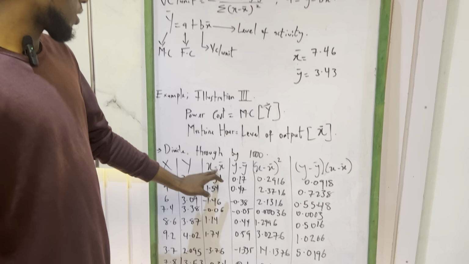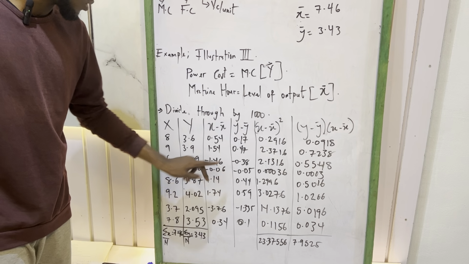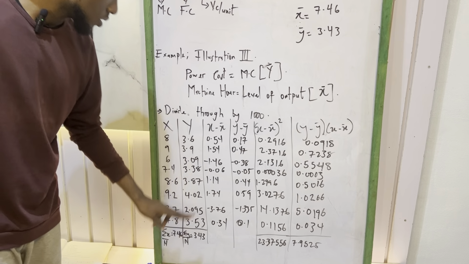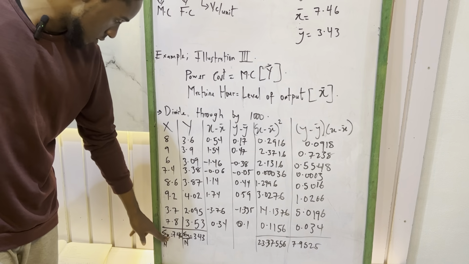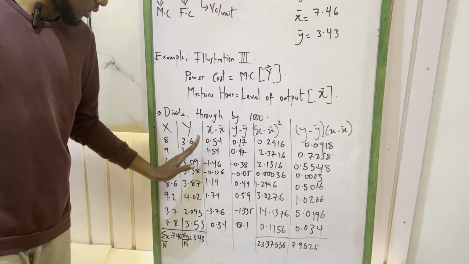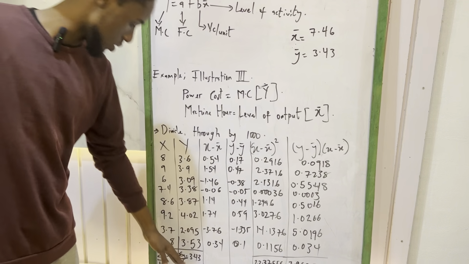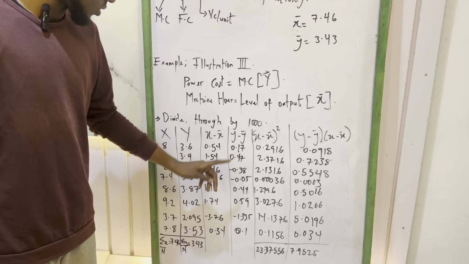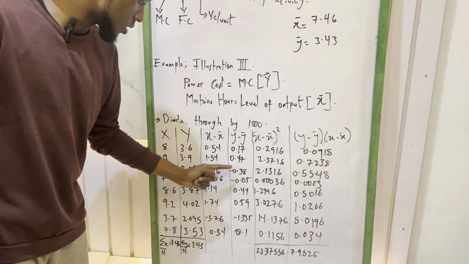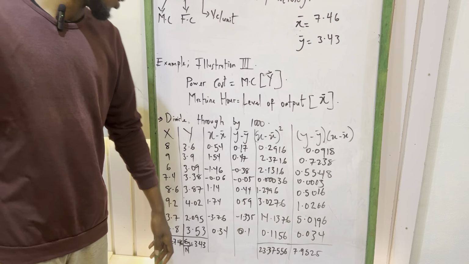Now for our x minus x prime, of course, this minus 7.46 will give you this, then the corresponding one like that, so plus n and all that, minus this will give you the next one. That's how you do it for x. Then for y also, same thing: 3.6 minus 3.46, you get this, 3.9 minus this, you get this, and that's how you keep doing it for each and every one of them.